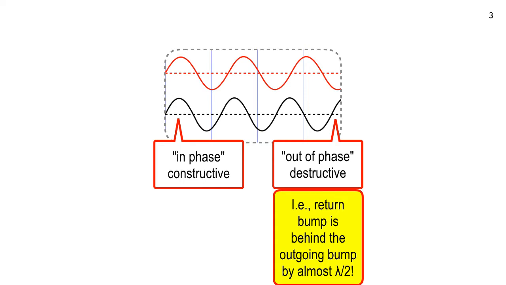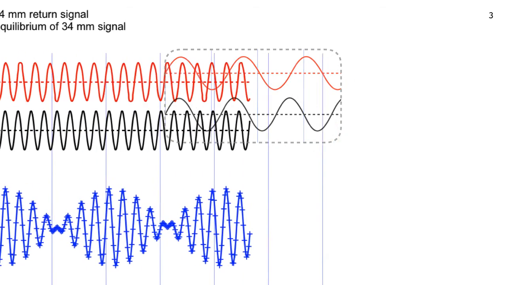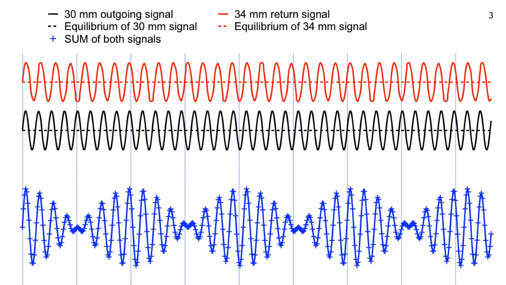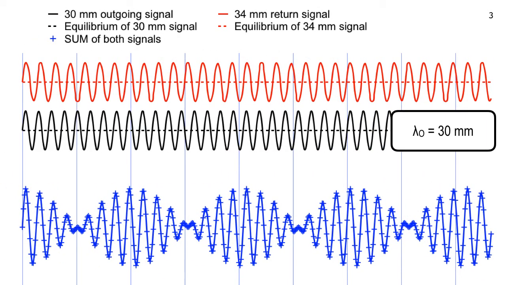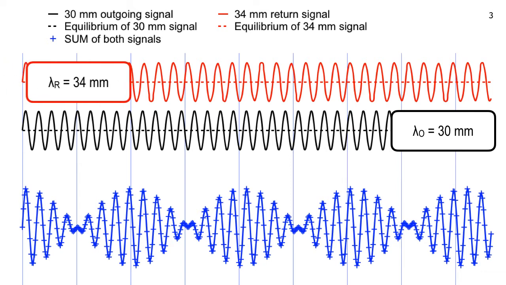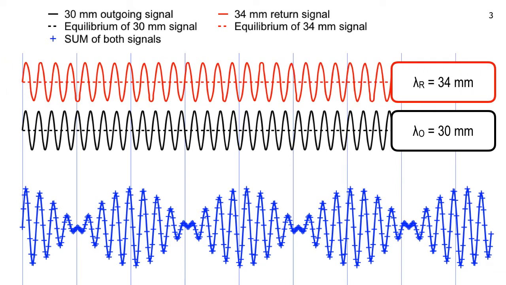All right, now let's go back to our diagram here. Here's the outgoing signal, which I set to be 30 millimeters. And up here, the top signal is the return signal, and I set that to be 34 millimeters, slightly longer.